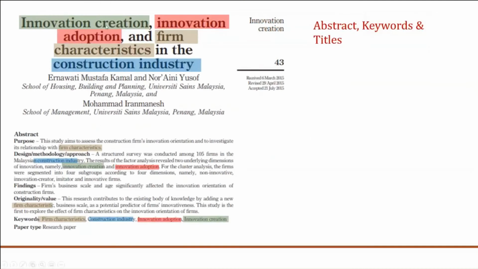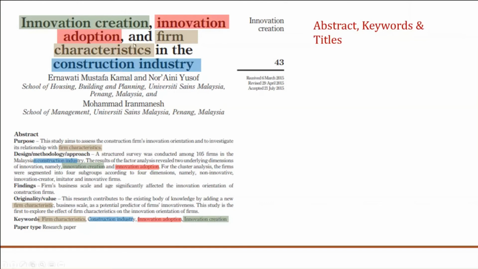This is an example. Innovation creation, innovation adoption, and firm characteristics in the construction industry. This is a structured abstract. Okay, it has purpose, design, methodology, approach, findings, originality, and value. The keywords are firm characteristics, construction industry, innovation adoption, and innovation creation. You see firm characteristics is also there in the title and also appears in the abstract. Construction industry appears in the abstract and also in the title. Innovation adoption appears in the abstract and also in the title. Innovation creation also appears in the title and in the abstract. This is an example of a good abstract, title, and keywords.